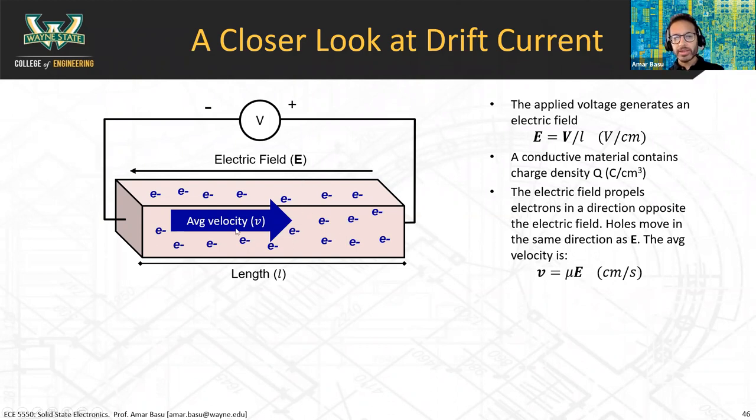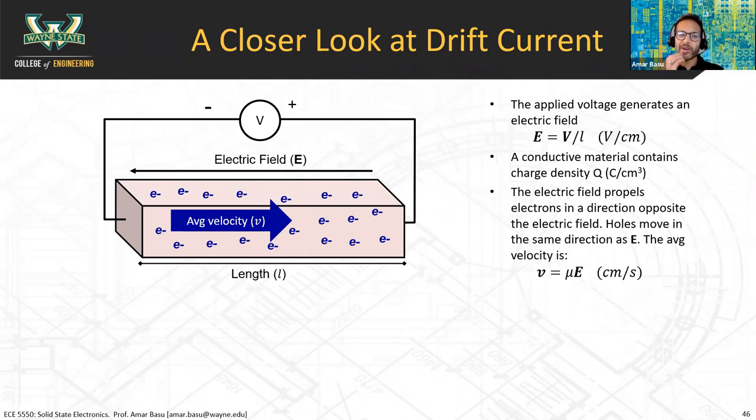So when you apply an electric field, just picture in your mind that these electrons are moving through the material with an average velocity V. And that average velocity is equal to the mobility times the electric field. The electric field part is straightforward. You can see that it's proportional to the electric field. The more electric field you apply, the faster the electrons are going to move.